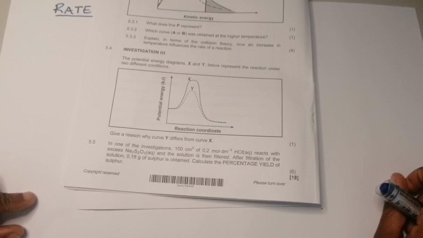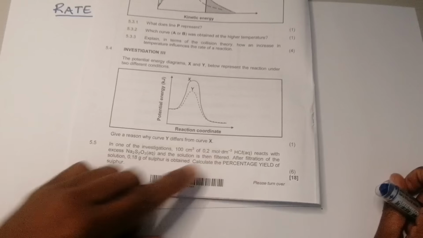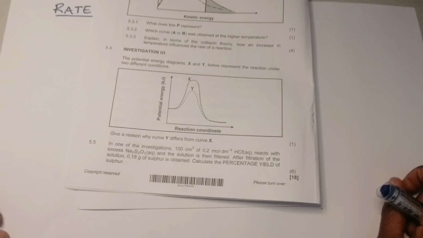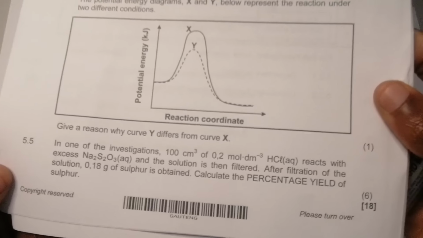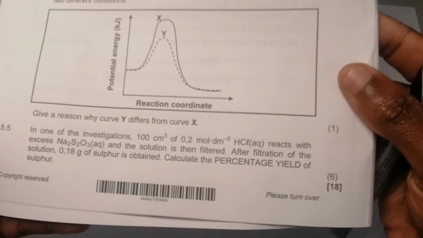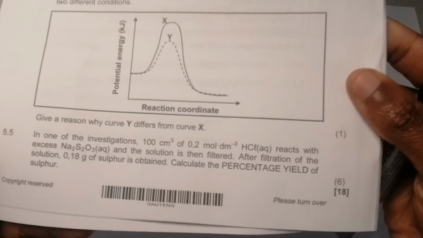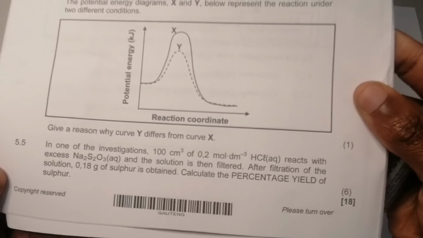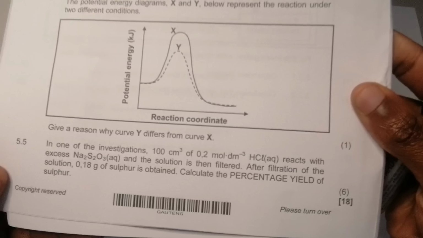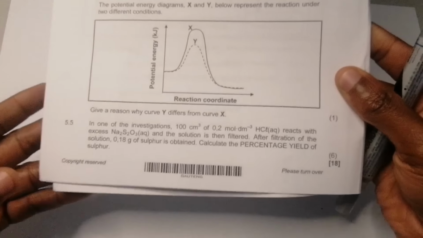They say in one of the investigations, 100 cubic centimeters of 0.2 moles per cubic decimeters of hydrochloric acid, so there it is there, right, reacts with excess sodium thiosulfate, and the solution is then filtered. All right, so after filtration of the solution, 0.18 grams of sulfur is obtained. Calculate the percentage yield. So I'm going to go through this question with you.